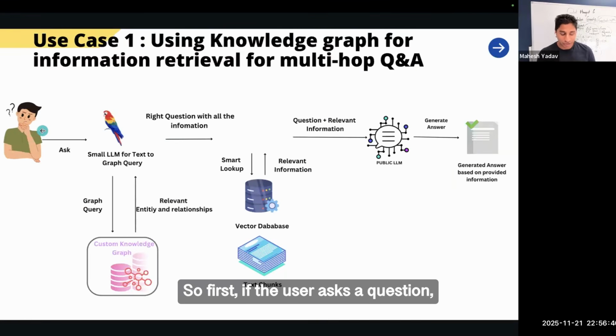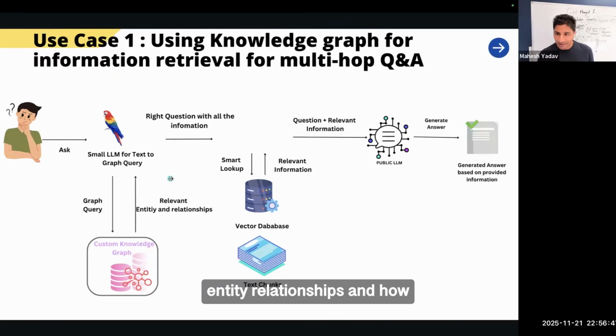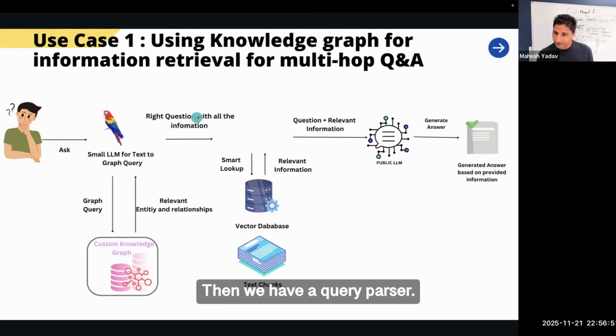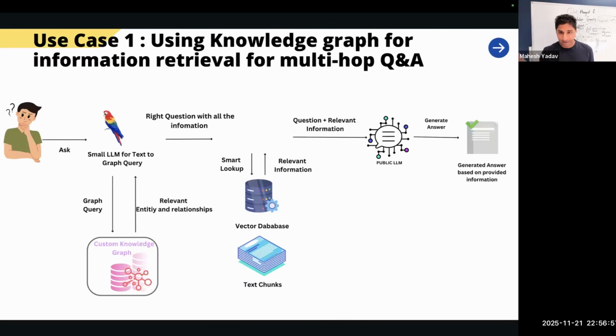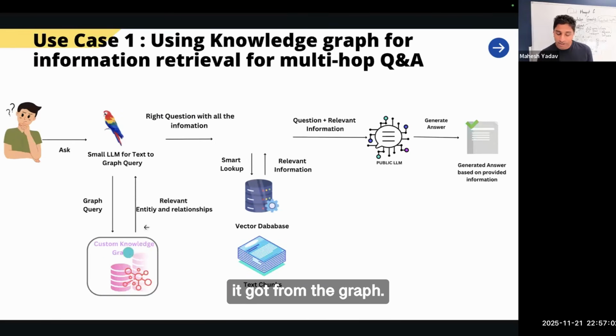So first, if the user asks a question, what is the index floor? We query the graph, and we extract the entity relationships and how these things are connected. Then we have a query parser. What it does is it parses and dumps that information: to calculate the interest rate, here is your plan. It creates a plan, but how does it create the plan? Based on what it got from the graph.